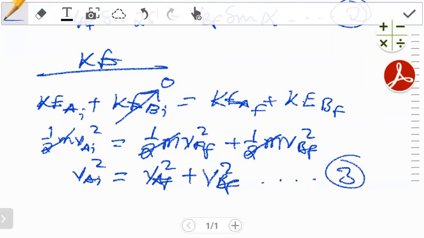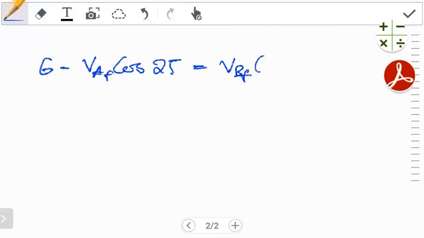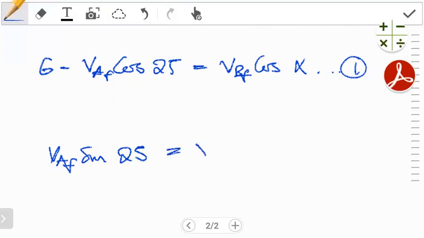So let's just collect our equations and see what we now have. The first equation was 6 minus VA final cos 25, which was equal to VB final cos alpha. And then our second equation was a simple one: VA final sine 25 equal to VB final sine alpha.